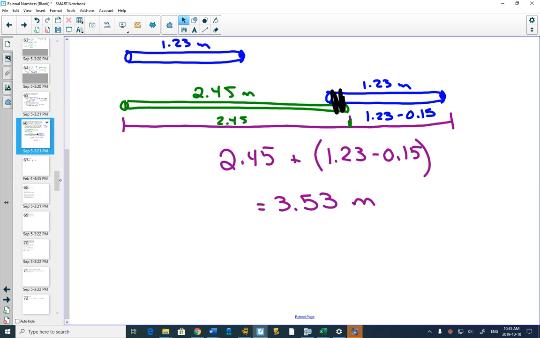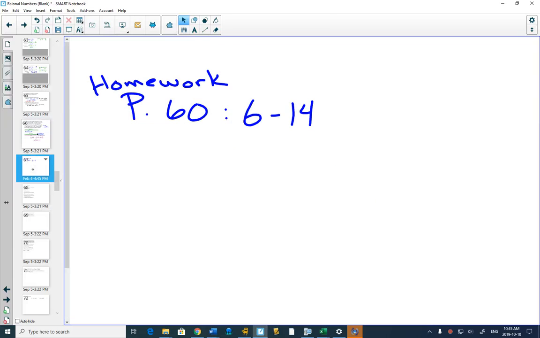And that's where we're going to end today. And out of your textbook in the last 5-10 minutes, you can keep working on that page 60. Some of you have already started this.